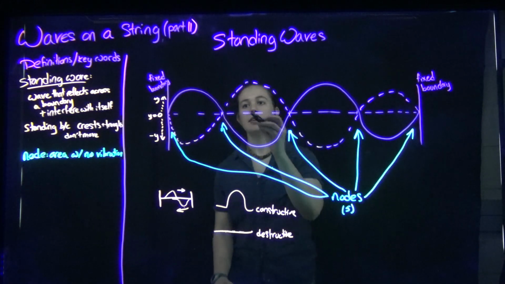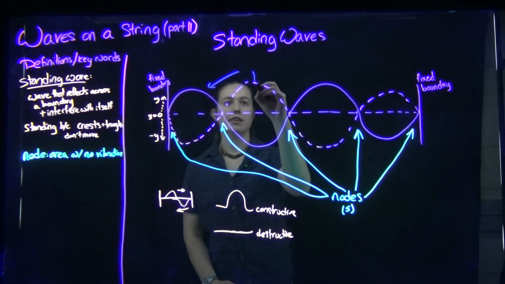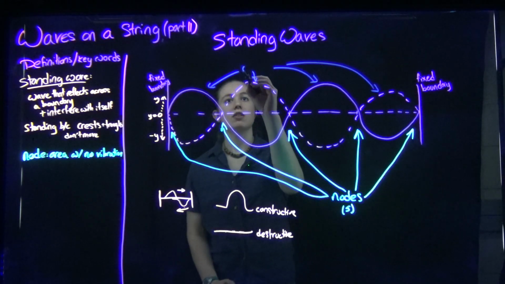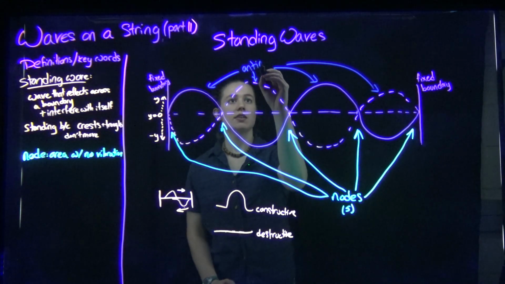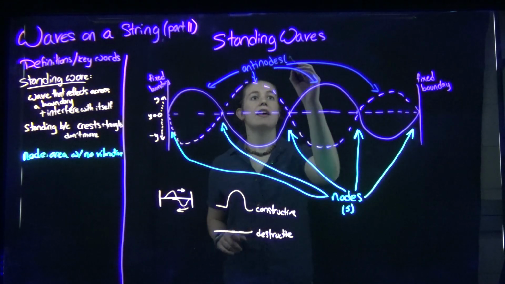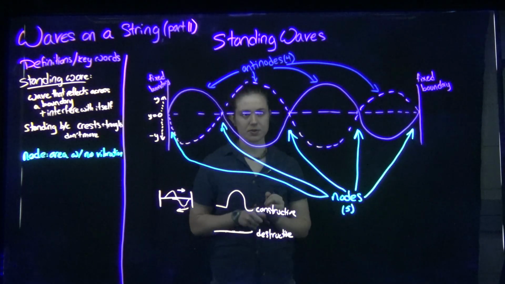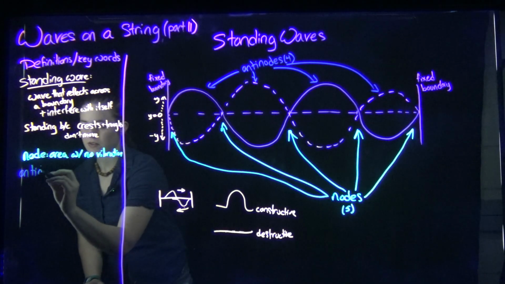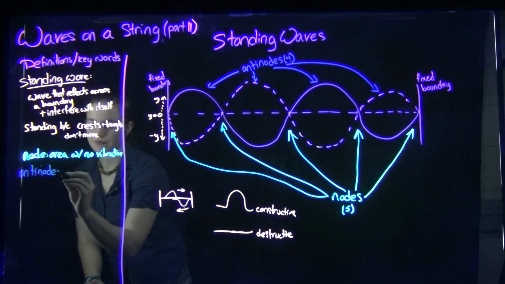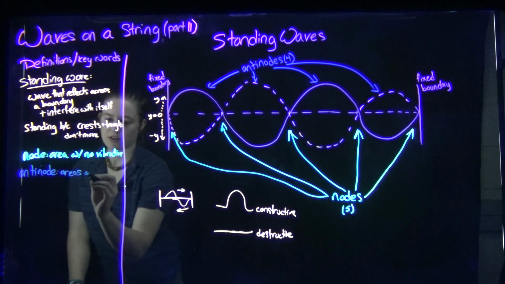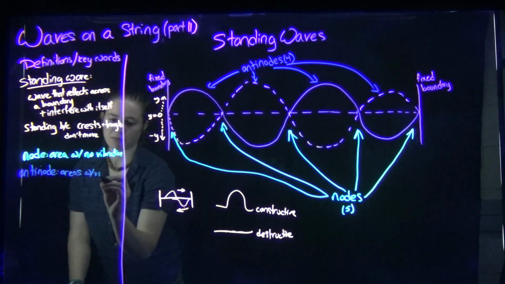We also have these humps. These are called antinodes. If you notice, we have 4 of those. So, antinodes are areas with vibration.